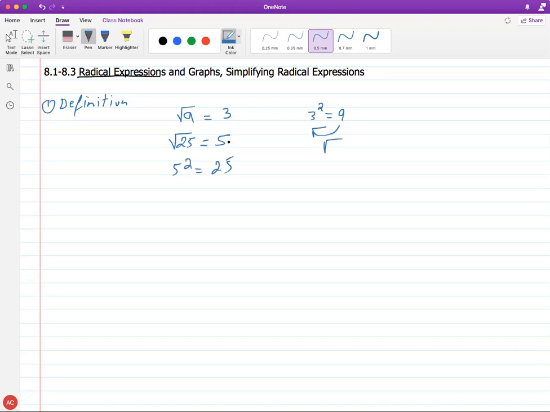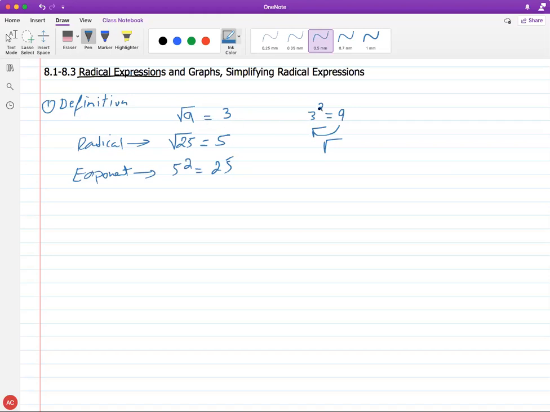So this is what we call a radical expression. This is radical form. And this is exponent form because we have an exponent. Okay, so that's basically what radicals are. We're just going back to the root of the number. Again, we say 3 to the second is 9. To go back, we say the radical or the root of 9 is 3.